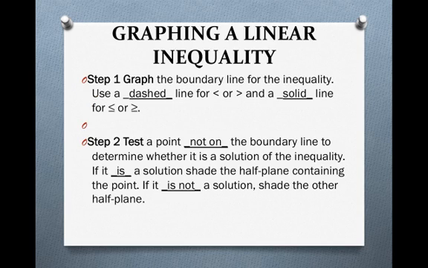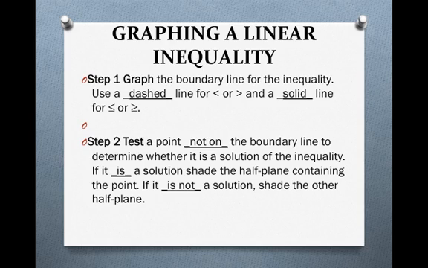All right, when we graph a linear inequality, the first thing you do is graph the boundary line, and you can do that by putting it in slope-intercept form, or you can find the x-intercept and y-intercept and play connect the dots. Doesn't matter. Use any of the methods that we've learned earlier in this chapter, but you're going to graph the boundary line for the inequality. You're going to use a dashed line for strictly less than or strictly greater than, and a solid line for less than or equal to or greater than or equal to.